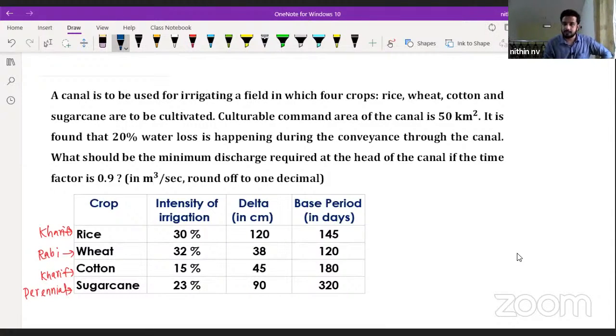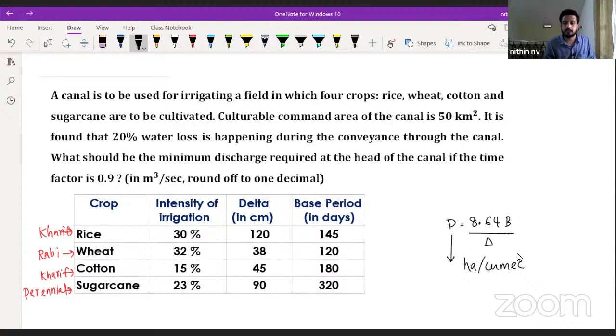How can we calculate the discharge value? I hope you know the concept of duty. Meanwhile, you can take the data also. The duty of water is nothing but the area which can be irrigated using 1 meter cube per second discharge, if you are giving it throughout the base period. So the duty of water is equal to 8.64 B divided by delta, where B should be in days, delta should be in meters, so that we will be getting the duty of water in hectare per cumec.